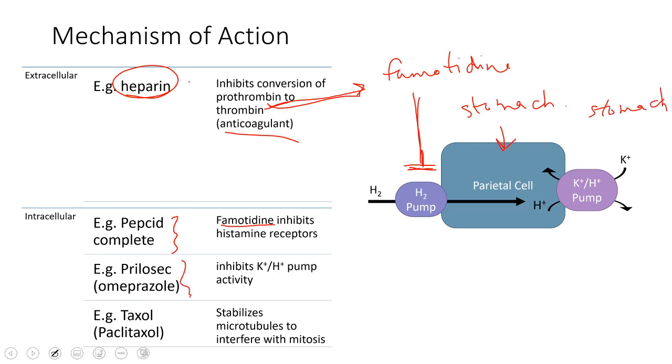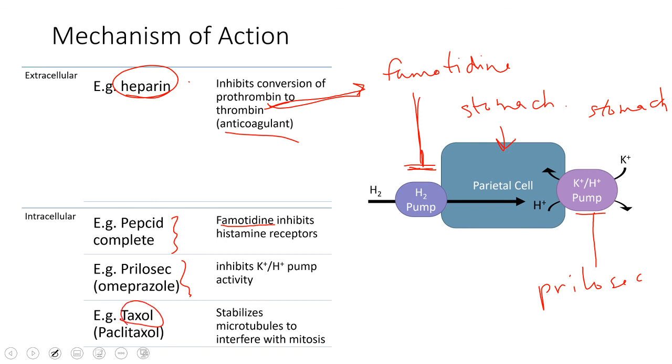Prilosec is another intracellular mechanism of action. Prilosec inhibits this pump, the potassium hydrogen pump, and that's how it also increases the pH in the stomach, by preventing hydrogen from entering the stomach.